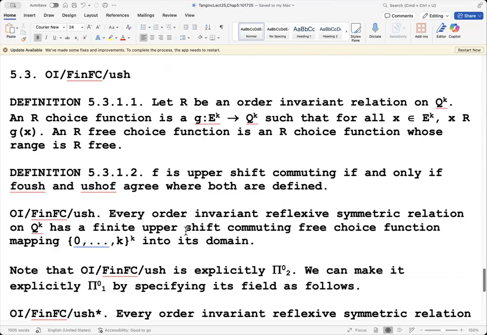So here we don't talk about full. It's not full. It is a function G from some E to the K into Q to the K, such that for all X in E to the K, X R G of X. And an R free choice function is an R choice function whose range is R free. Okay. So we no longer talk about full. We just allow us to have any domain like that.